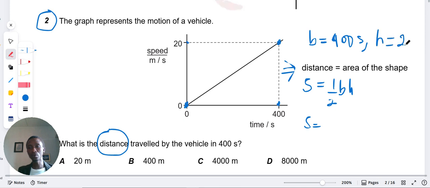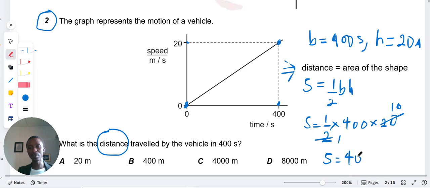So substituting this into the formula, we have half times the base, that's 400, multiplied by the height, which is 20. If we perform our arithmetic very well, 2 goes into 20, that remains 10. Then if we multiply 1 by 400 by 10, that gives us 4,000. Definitely, the distance covered by that body is 4,000 meters. Do we have that in the options?